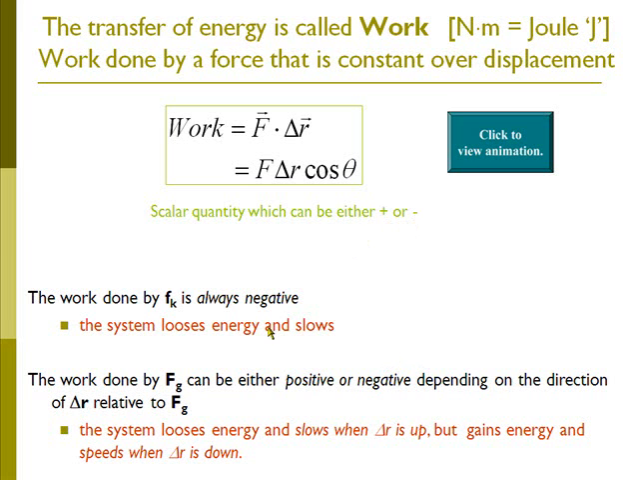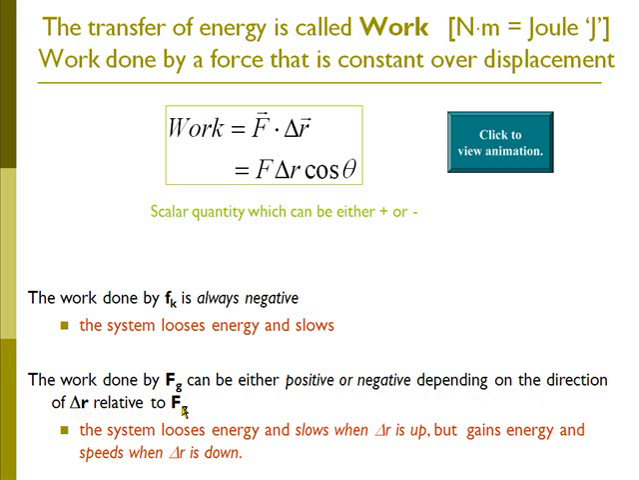So, if friction is the force that is doing the work on our object, kinetic friction, as a matter of fact, specifically, our object or system loses energy and slows down. If, on the other hand, the force of gravity is doing work on the object, it might either have a positive amount of work done on it or a negative amount of work done on it, depending on the direction of the displacement of the object relative to the force of gravity.